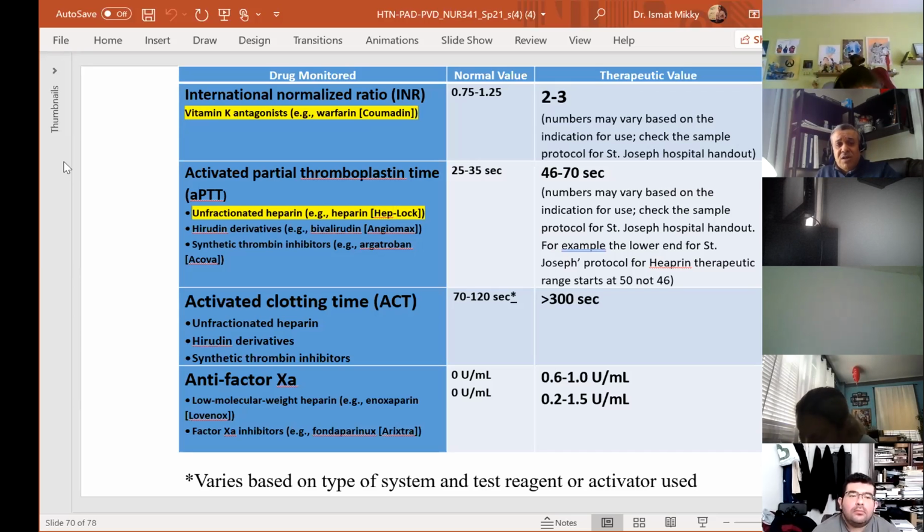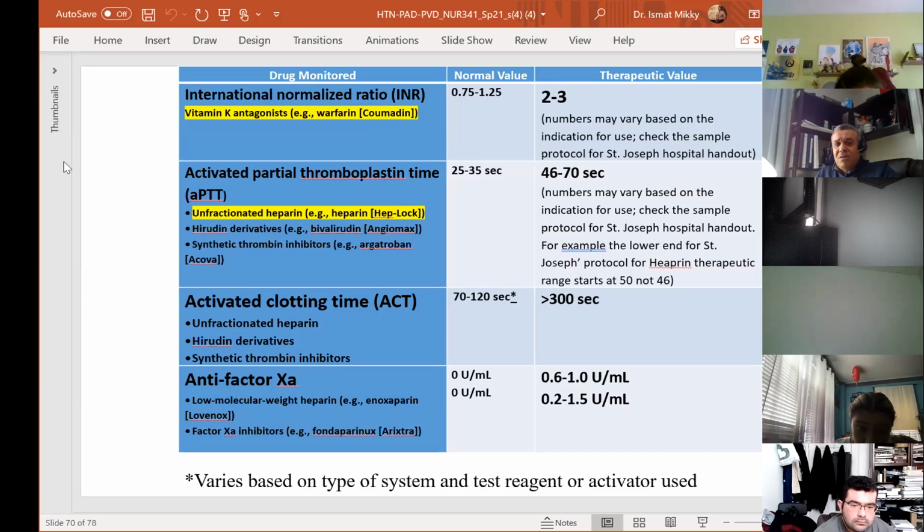So this chart is good to take a look at to see what lab work should be done for each medication. Once you start the patient on heparin, you continue with the heparin drip, not the sub-Q. Then for the IV heparin drip, you continue the APTT. Patient on Coumadin, a vitamin K antagonist, which is warfarin sodium, then you continue the PT/INR.